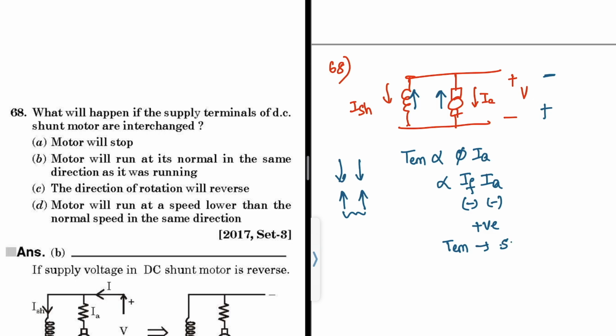Okay, so the speed will be same as previous. There is no change in the rotation. Okay, so the motor will run as normal in the same direction, because here both are changing. Okay, if any one of them is changed, like if only the armature current direction is changed, or only the field current direction is changed, then the motor will run in the opposite direction to the original condition.